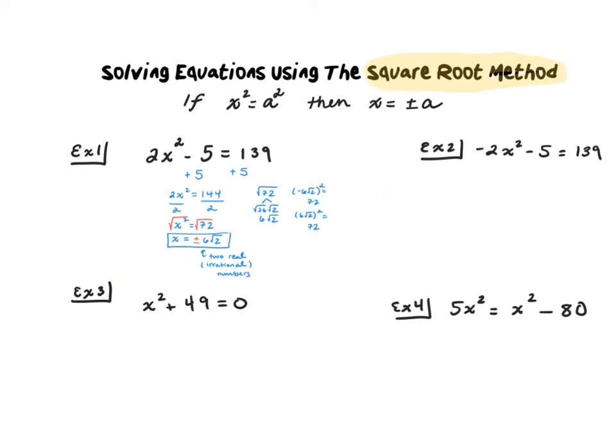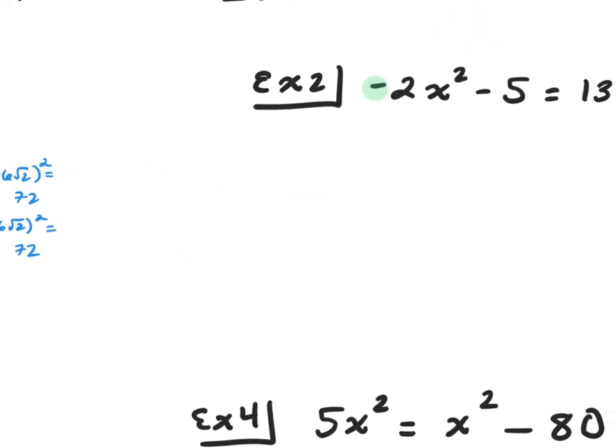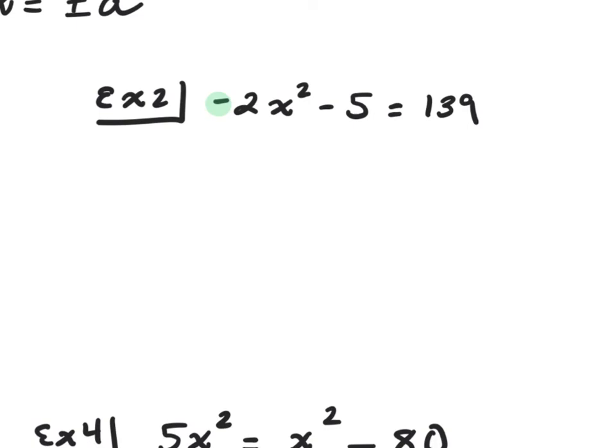So we're going to look at example 2. Now notice there's only a slight change. All that's different between these two is this negative. So it's going to end up being set up the same way, where I'm going to add 5. Oh, I fell for that trick again. So I'm going to add 5.